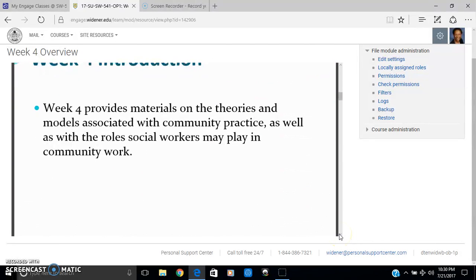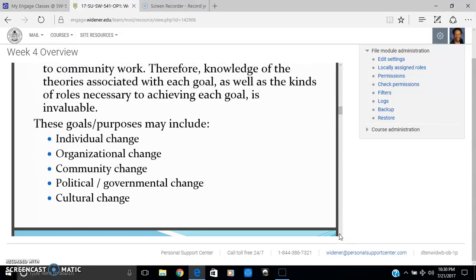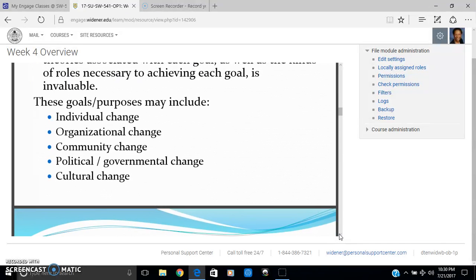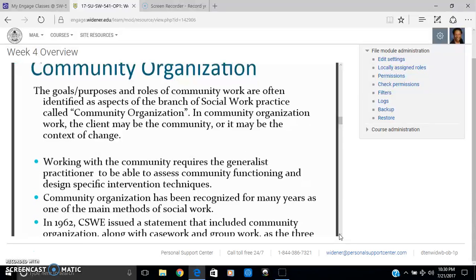The objectives we've already talked about. There are various goals and purposes that can apply to community work. They include, but are not limited to, individual change, organizational change, changing of communities, changing the political or governmental climate, and then cultural change.